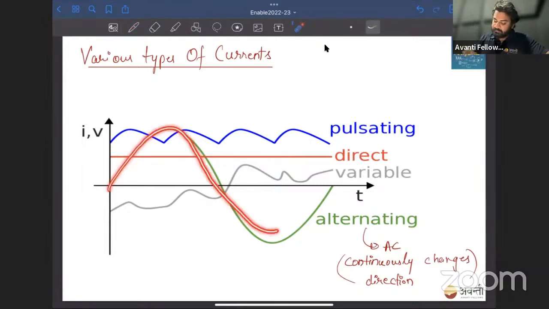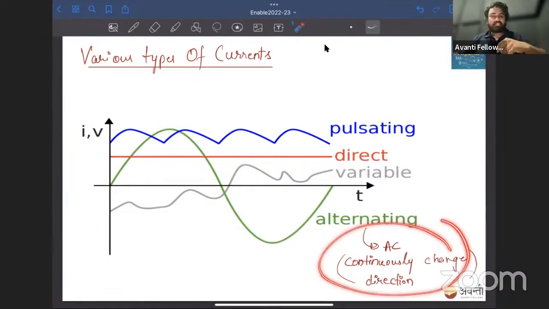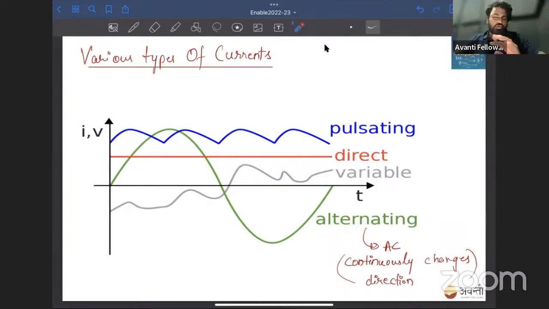Then see this current. First increasing, decreasing, and then going negative. Then again it will go positive, then negative. This is alternating current. Again, if I see this current, it was negative first, then it became positive. It is also an alternating current, but it is a variable alternating current. There is no symmetry, no path it is following, just like this AC current. So alternating current basically continuously changes direction. I hope you understood about alternating current, right?